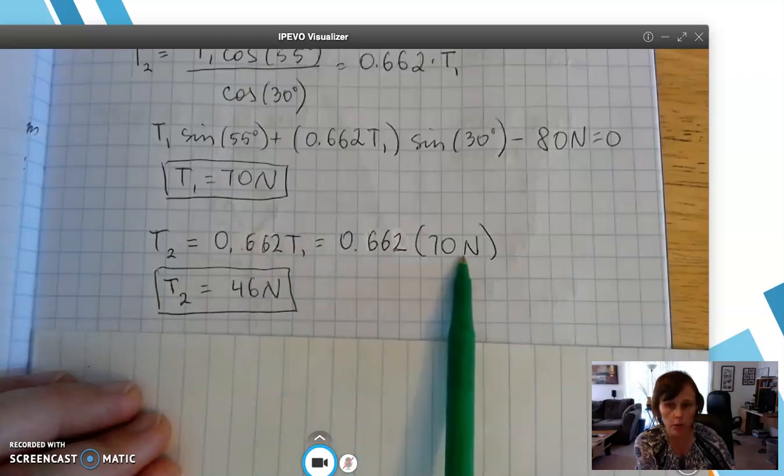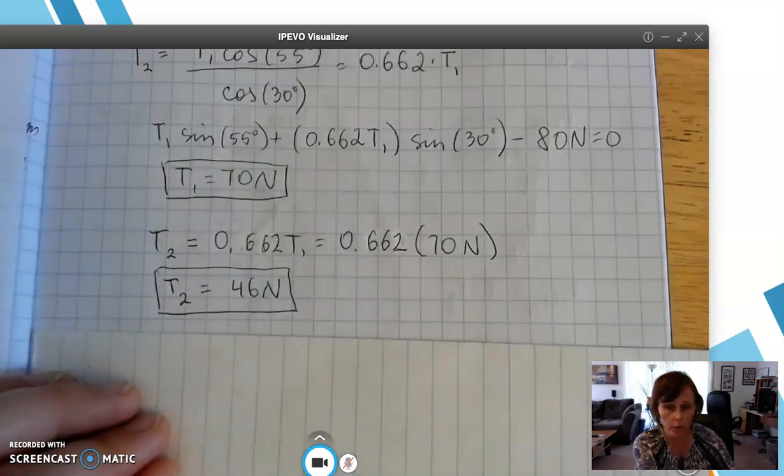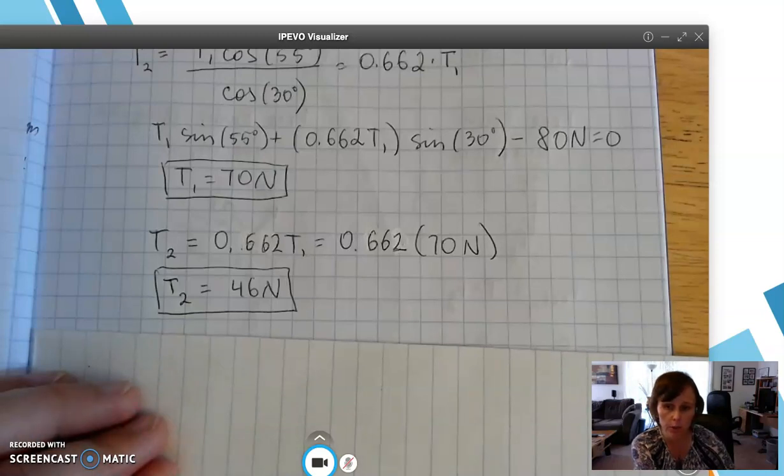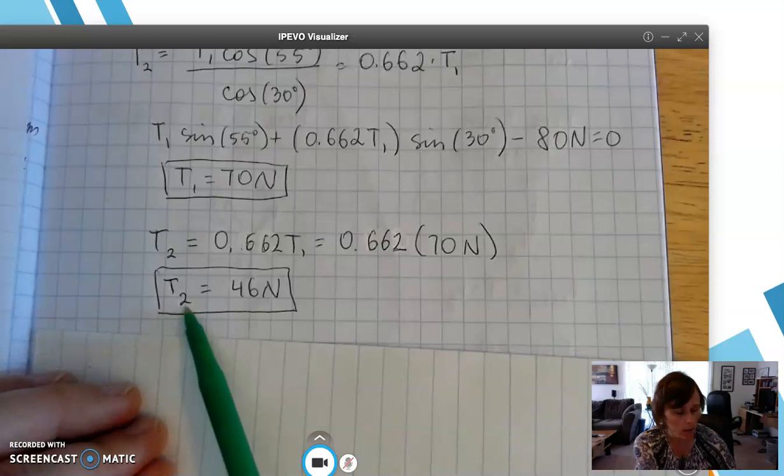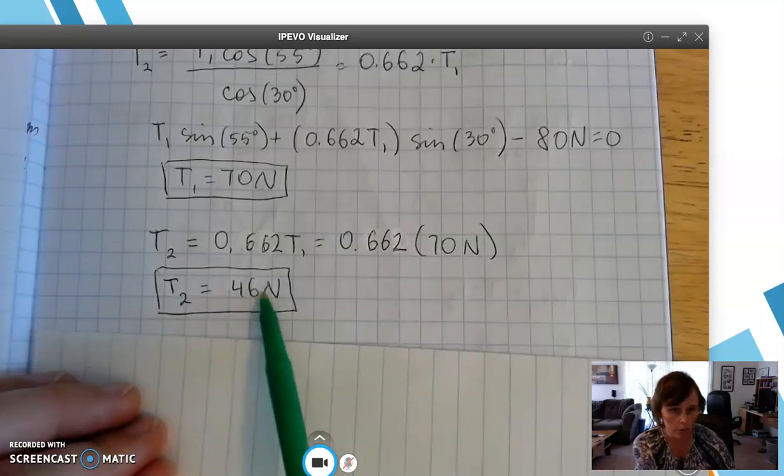Make sure when you calculate sine and cosine that your calculator is set to degrees, not radians, because if it's set to radians, you will get a completely different result. And the answer for the second rope tension is 46 newtons.